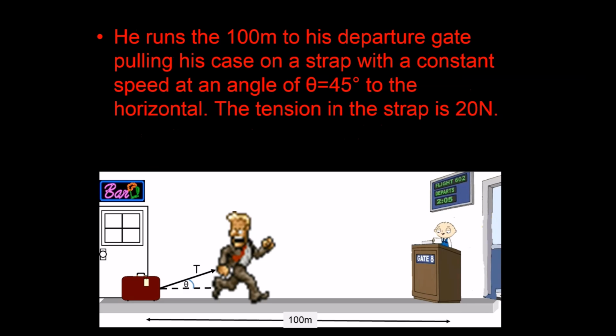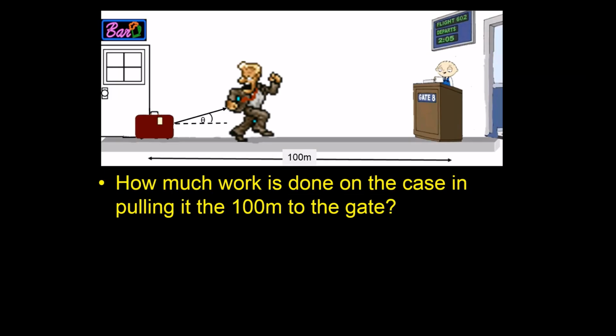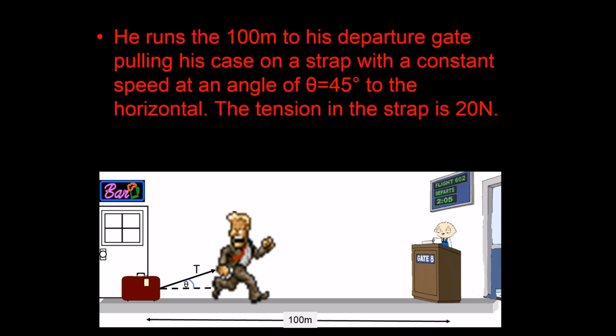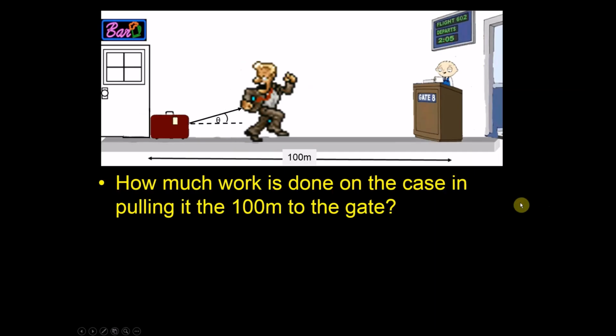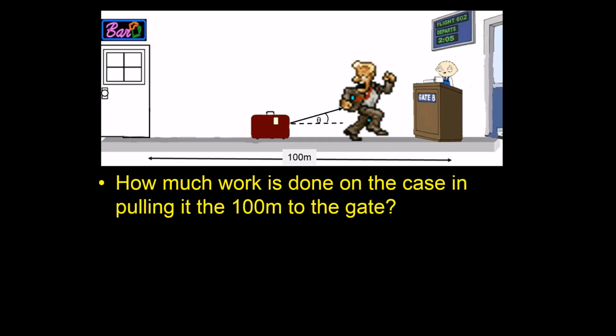So he runs 100 meters to his departure gate and pulls his strap with a constant speed at an angle of theta equals 45 degrees to the horizontal. The tension in the strap is 20 newtons. So here we have a tension in the strap at 45 degrees, 20 newtons, running 100 meters. And he's obviously terrified. How much work is done on the case getting it the 100 meters to the gate?